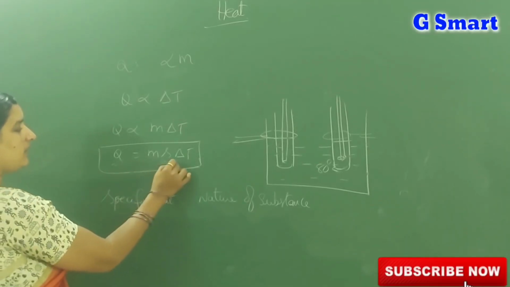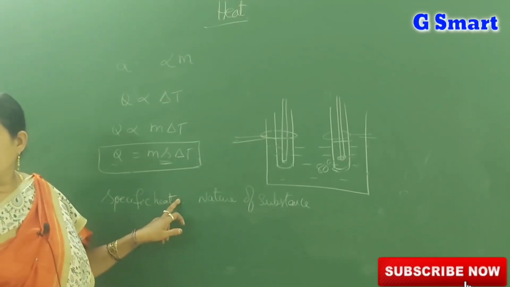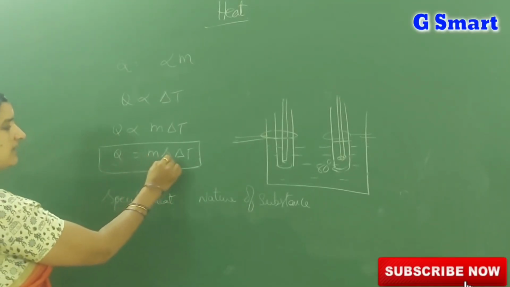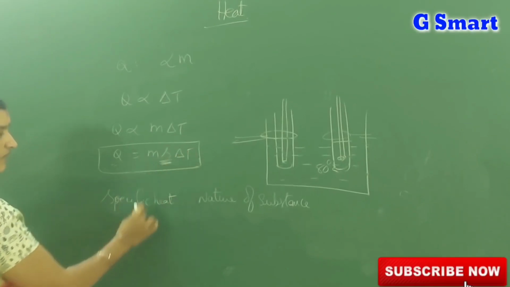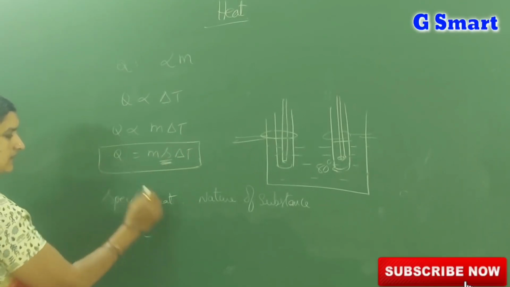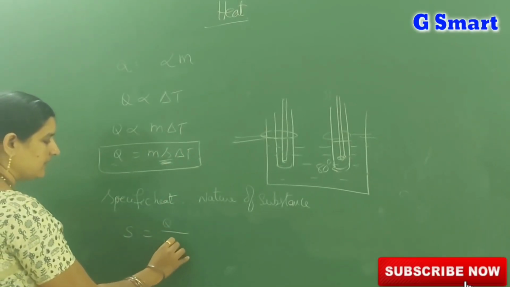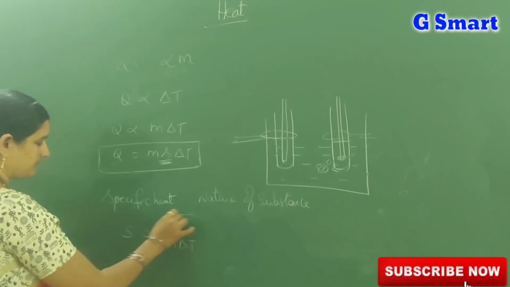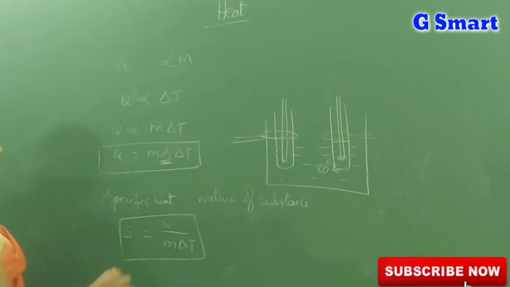See, from this formula you can get the formula for specific heat. Q is equal to m s delta T. From this we want S. S is equal to what? Q by m delta T. Specific heat S is equal to Q by m delta T.